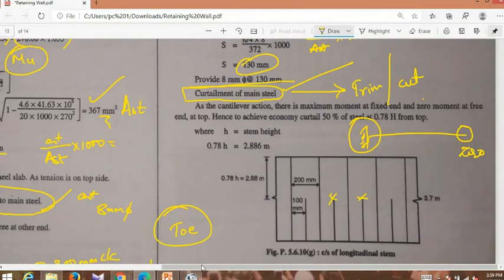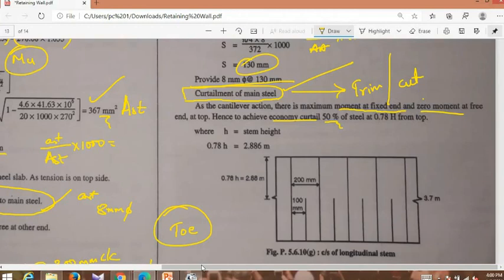Therefore providing the steel there is uneconomical. Wherever it is necessary we can provide it, and where it is not necessary, why should we provide it? It is uneconomical. What are we doing? We are curtailing the main bars. As in cantilever beam action, there is a maximum moment at the fixed end and 0 at the free end. Hence, to achieve economy, 50% of the steel is curtailed.